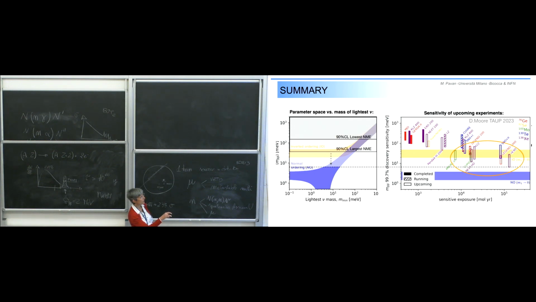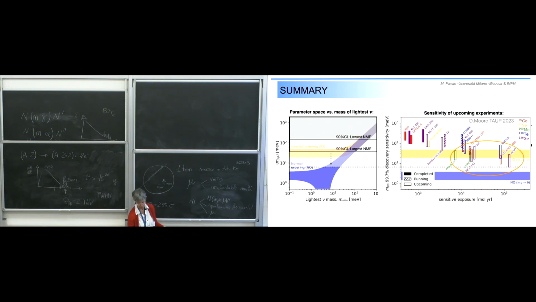And so we have a xenon experiment. These two in red are experiments done with germanium. Then we have EXO that uses xenon. Then the other ones that are running, for example, is Cuore that uses tellurium. And these are the futures.